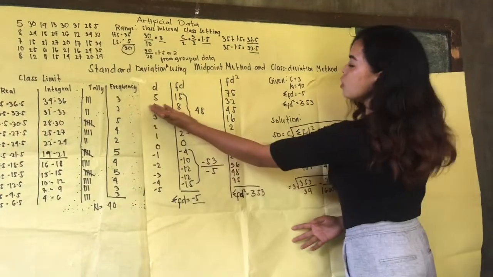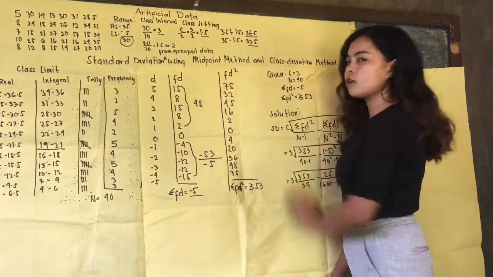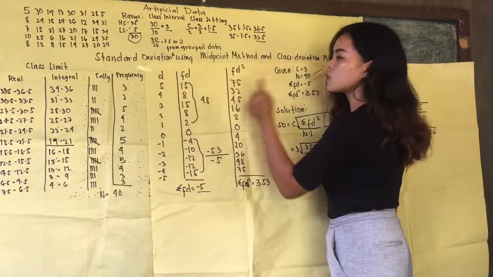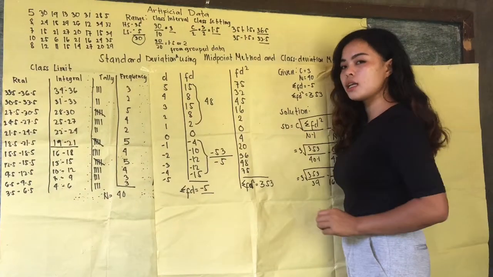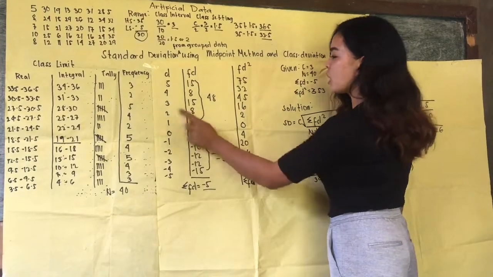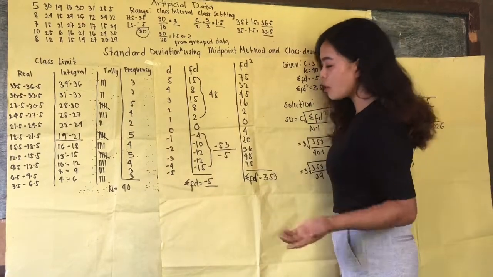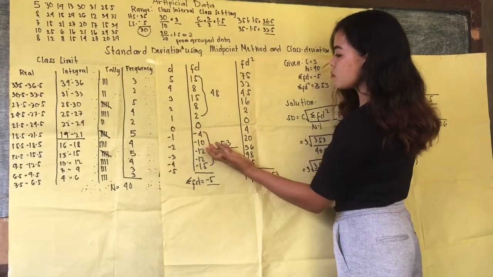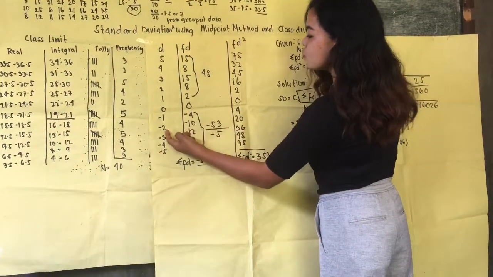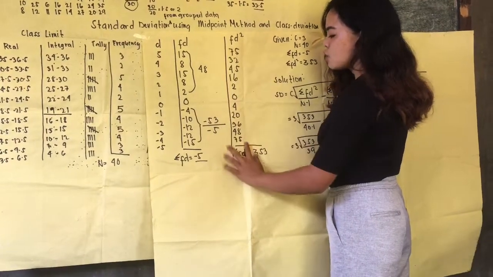Again, you have to multiply the D and the FD to get the product of FD2. So 3 times 15 is equal to 75. 4 times 8 equals 32. 3 times 15 is equal to 45. 2 times 8 is equal to 16. 1 times 2 is equal to 2. 0 times 0, of course, 0. Negative 1 times negative 4 is positive 4. Negative 2 times negative 10 is positive 20, and so on and so forth.